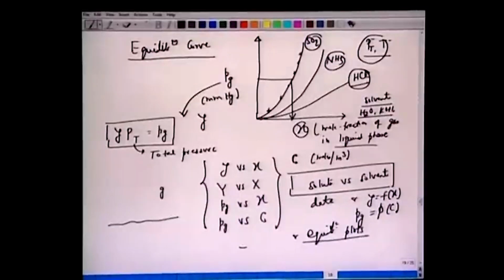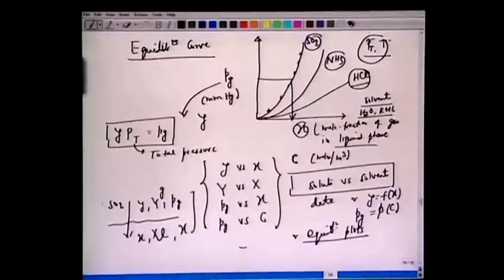We have gas here, this is a liquid phase, and a certain species, sulfur dioxide, transfers from one phase to the other. This is small y, this is small x, this is capital Y, this is capital X, this is partial pressure small p here, and here we have this X, etc. So these are all your equilibrium curves.